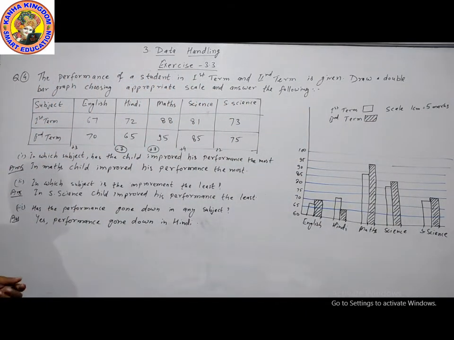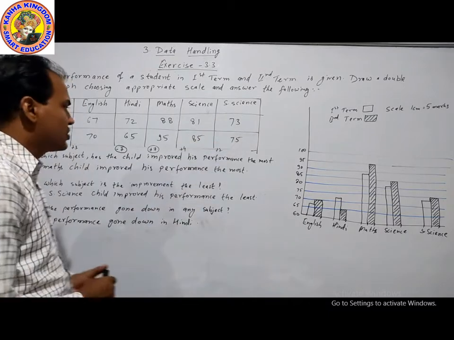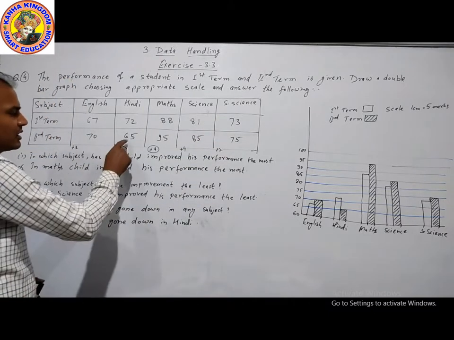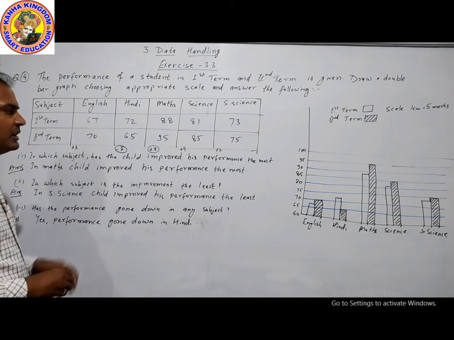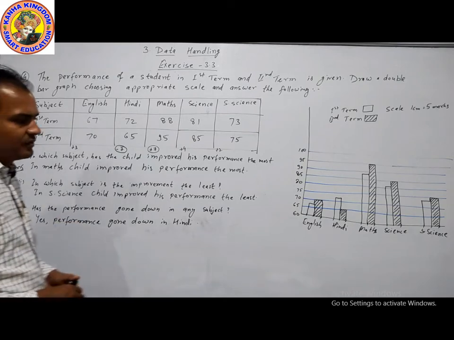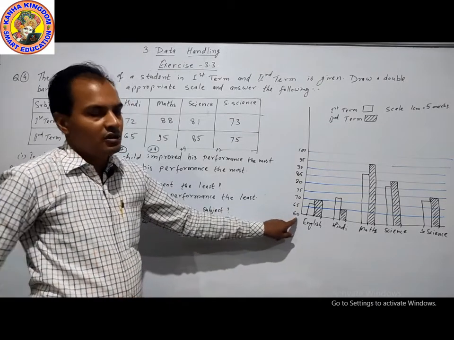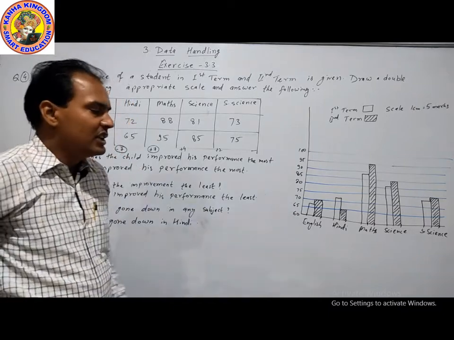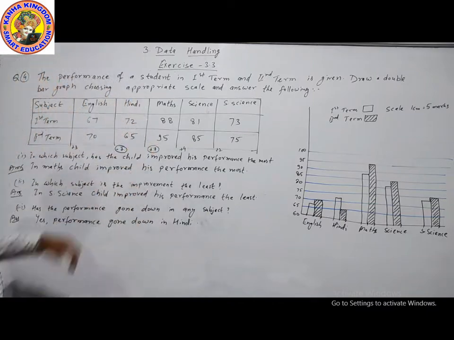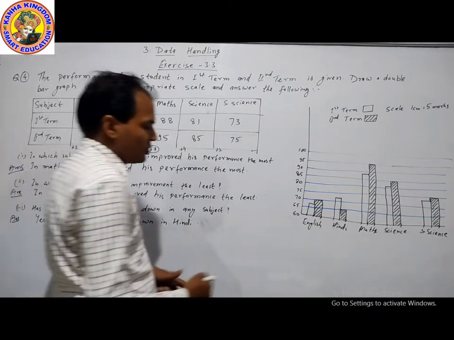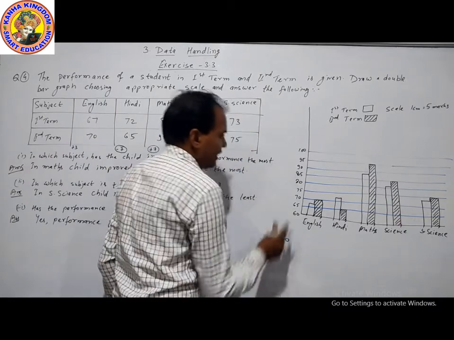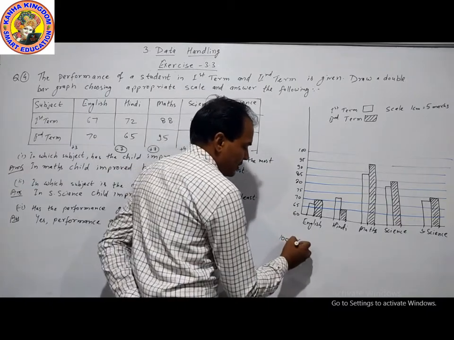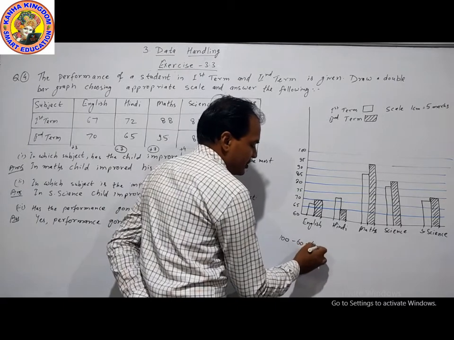This is our double bar graph. So let's take a look at this table. In this table, the minimum marks are 65. Below it we take 60. We will count from 60, not from 0. The least value is 60, the highest value is 95, and maximum marks is 100. So maximum marks 100 will be denoted in this graph. Minimum value is 60, the difference is 40.